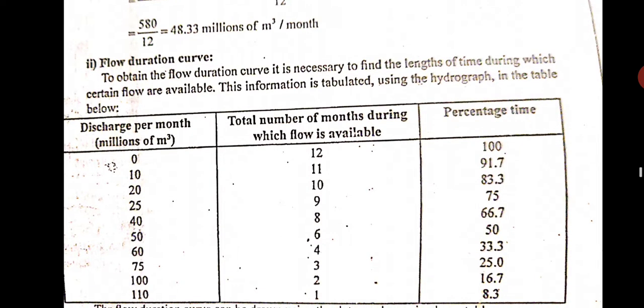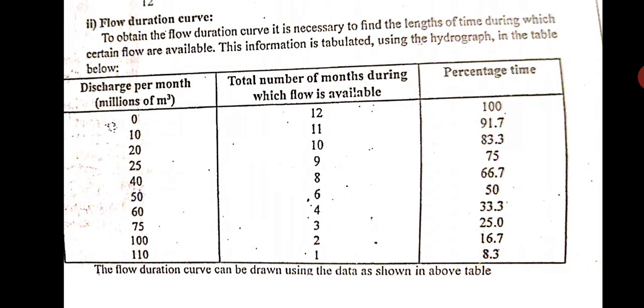Now to draw the flow duration curve. Again, the flow duration curve is very simple. We will write the discharge in ascending order. So it starts from 0. In the earlier problem it started from 100, but here it is starting from 0 and the maximum is 110. So whatever are the values for 12 months: 0, 10, 20, 25, 40, 50, 60, 75, 100, 110. These are the values for the different months written in ascending order.